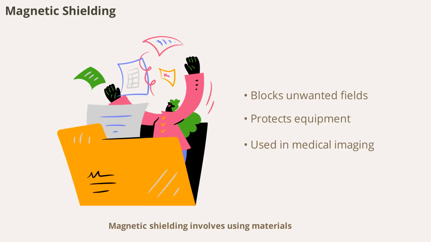Magnetic shielding involves using materials to block or redirect magnetic fields, protecting sensitive equipment from interference. This is crucial in medical imaging, electronics, and scientific experiments where stray magnetic fields can cause errors or damage.